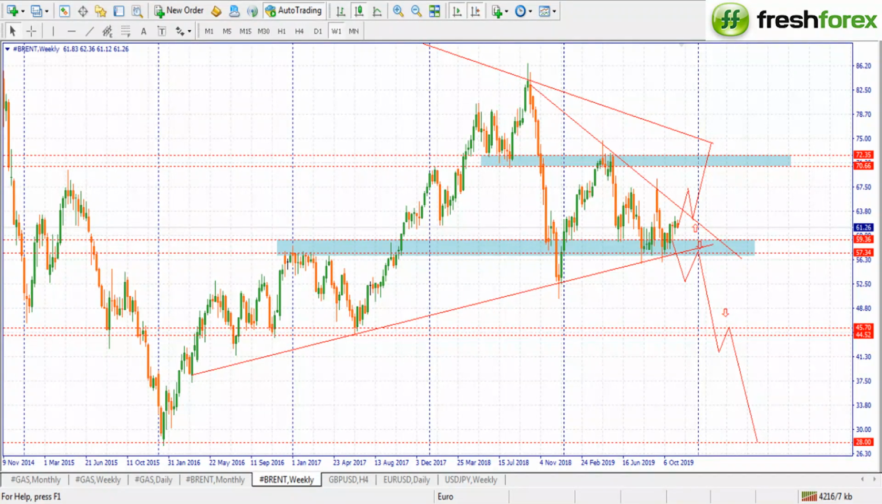So Brent oil is a buy in my opinion. I don't recommend looking for a sell now, although the price is moving downwards. Wait for clear buy signals, hold on to that buy up to the trend line which you've seen at the very top.